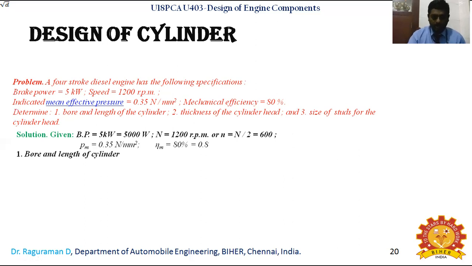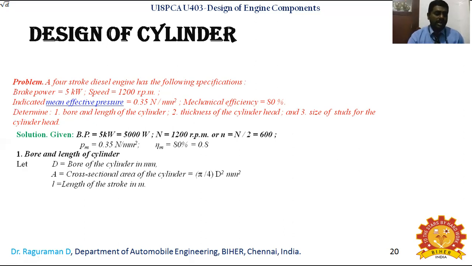Now the first thing is the calculation of the bore and length of the cylinder. Let d be the bore of the cylinder in mm, capital A the cross-sectional area of the cylinder, which is pi by 4 d square in mm square, and L the length of stroke in meter. So that will be equal to 1.5 times d in mm, because we had already seen that the length of stroke is taken between 1.25 to 1.5 d in the design procedure. So we will make use of that relation. That is given in mm, and for converting into meter we have to divide it by 1000. Then we know the indicated power.